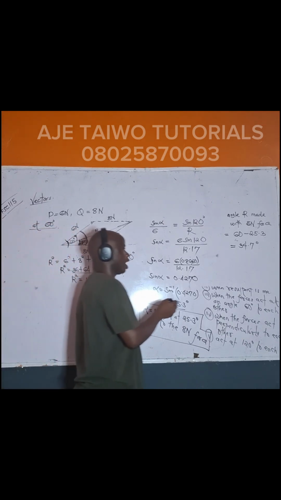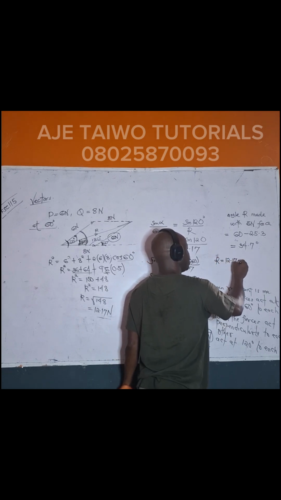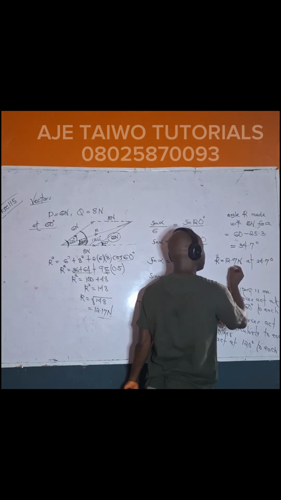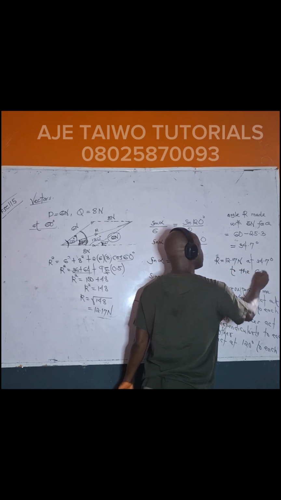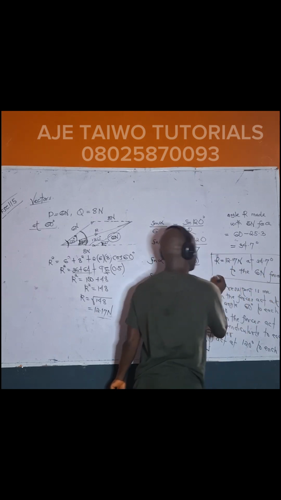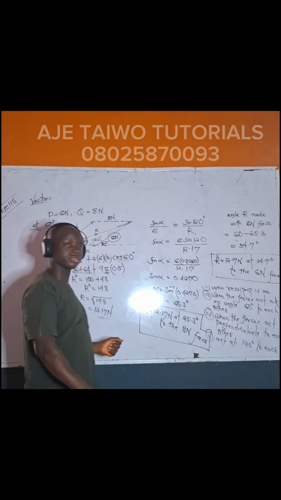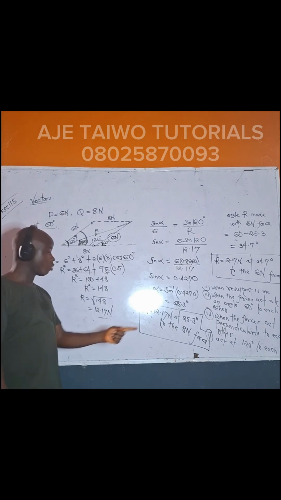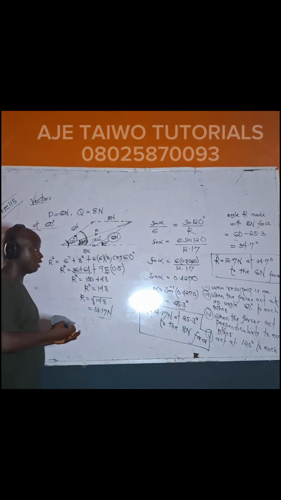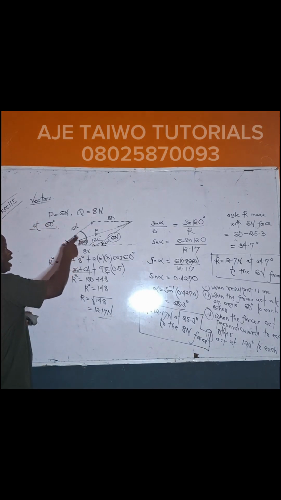Good. We have to report your R again. Your R is 12.17 newtons at 34.7 degrees to the 6 Newton force. Please, this is how to present the answer. It is one of these that will be the options, not both of them, because both are correct. But don't forget, you must find both angles.